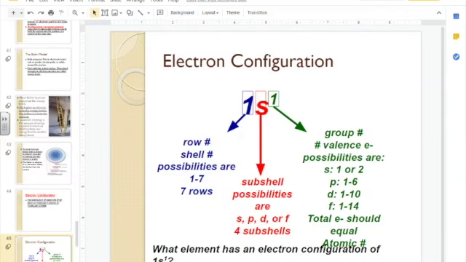The number in front is the row number. It's also the shell number. The numbers that could be in there are 1 through 7 because there are 7 rows on the periodic table. The letter is the subshell possibility, and that's S, P, D, or F. And then the exponent is the group number, and that's the valence electrons. And then there are the possibilities listed. Now, I know you probably have no idea what's going on. Well, in this next clip, I will show you how this works on the periodic table, and it's basically just a big fancy pattern.